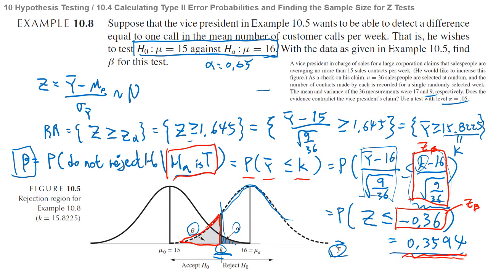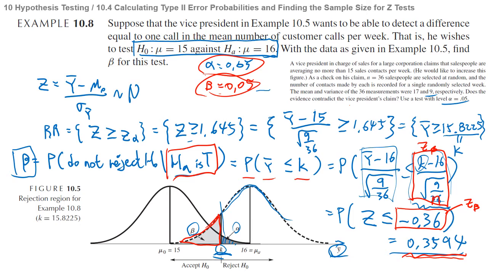So sometimes we want to have small alpha and small beta. So we want to have alpha equals 0.05, and we want to have beta equals 0.05 as well. Then how can we calculate the sample size to have beta equal to 0.05? As you can see, this is a function of the sample size, some function of sample size n.